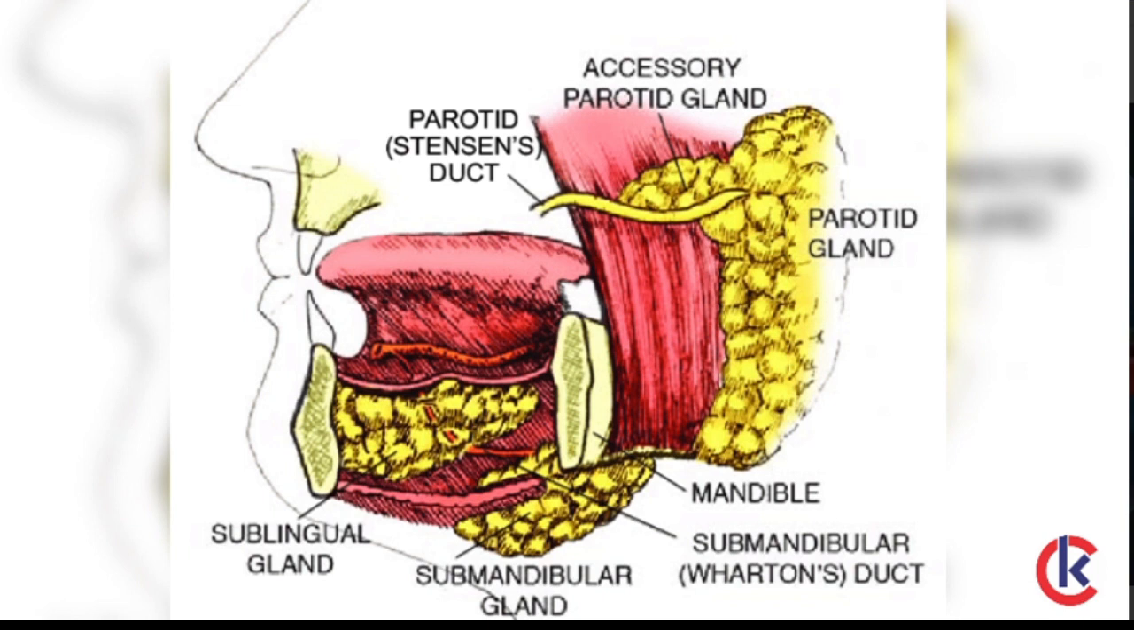III. Parotid glands. Parotid glands are just in front of the ears. Similar to submandibular glands, the saliva produced by your parotid glands enters the mouth from small ducts near the upper molars. It is the largest salivary gland.